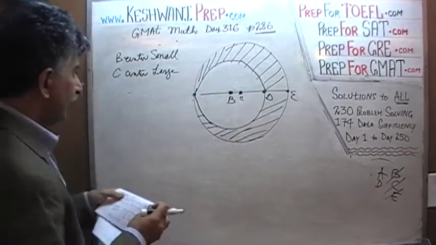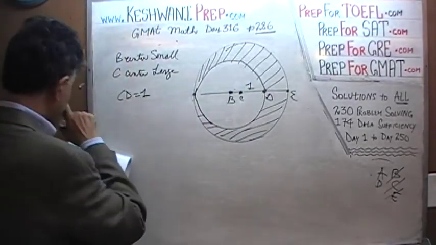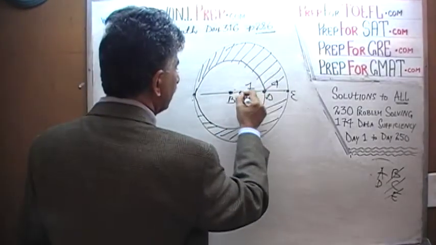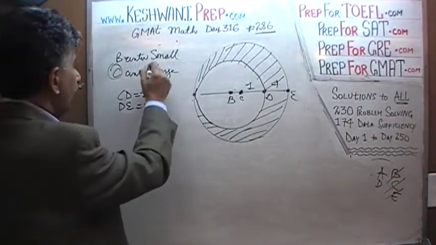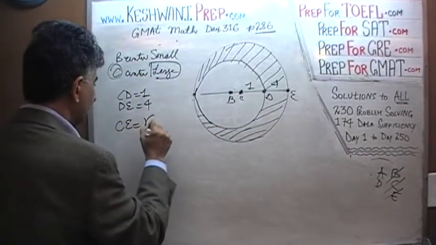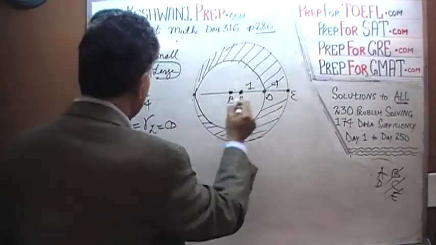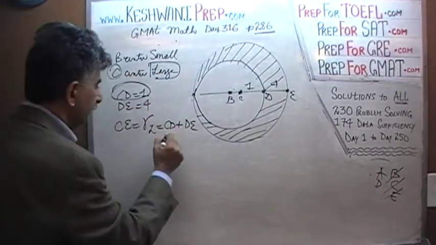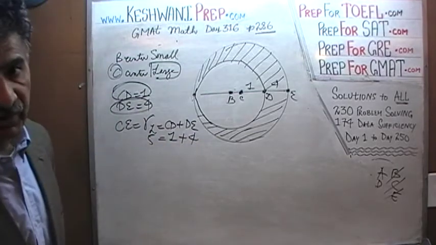In the second statement, they tell us C to D is 1, and D to E is 4. But C is the center of the large circle, and therefore C to E is the radius of the large circle, which is simply C to D plus D to E. C to D is 1, D to E is 4, therefore the radius of the large circle is 5, just like before.